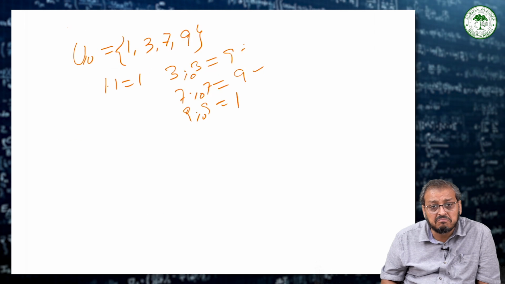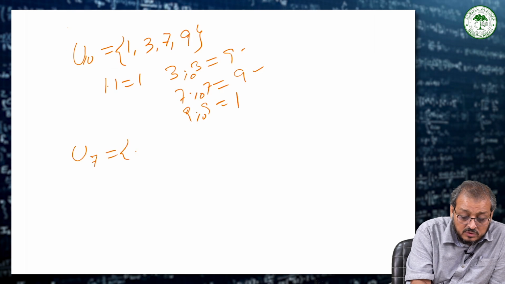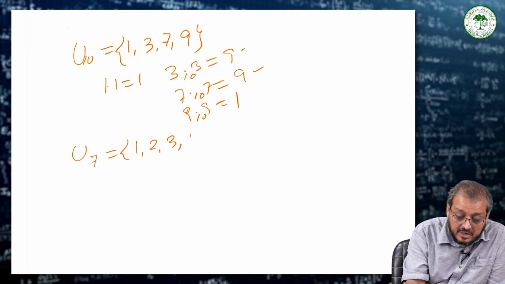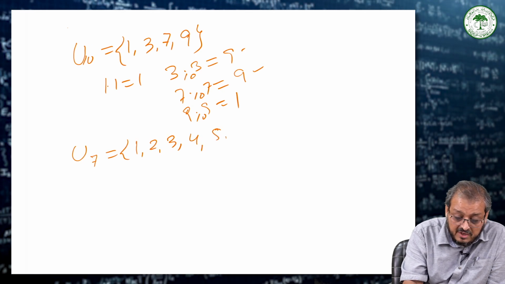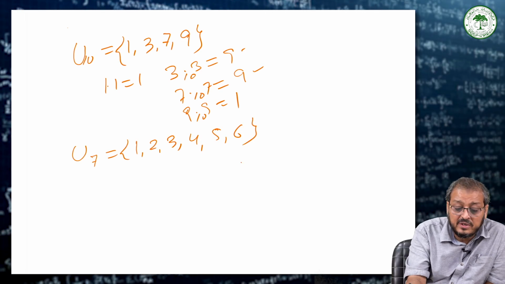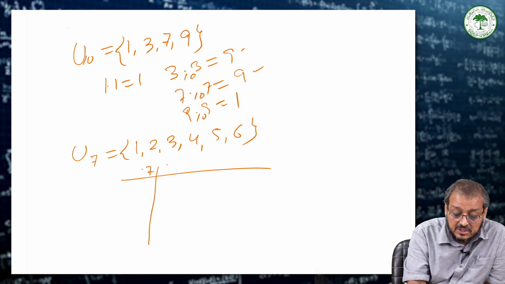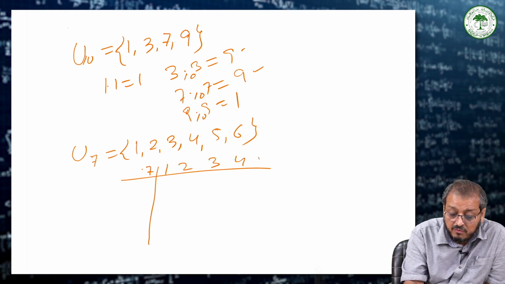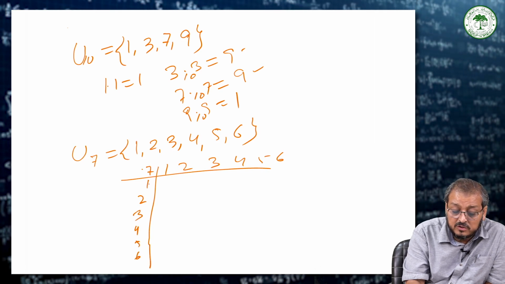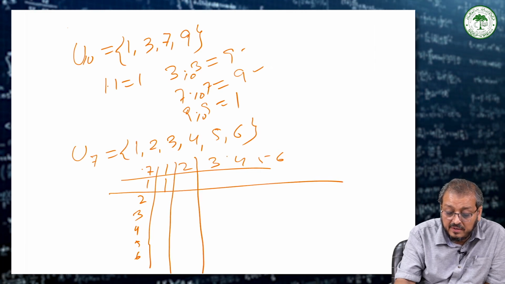For example, suppose we take U7. U7 has the elements 1, 2, 3, 4, 5 and 6. Now we check whether this forms a group under multiplication modulo 7 or not. The multiplication modulo 7 table has 1, 2, 3, 4, 5, 6 along the top and side. So 1 into 1 is 1.